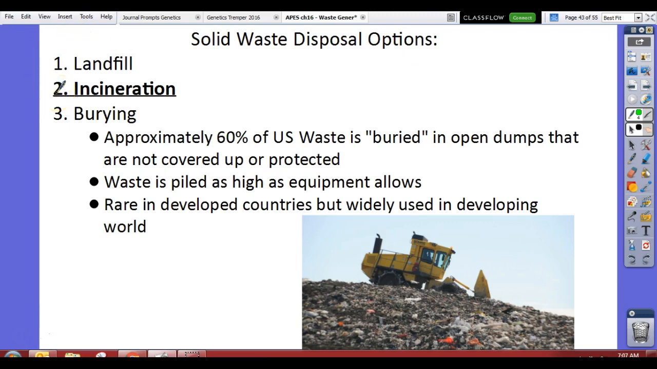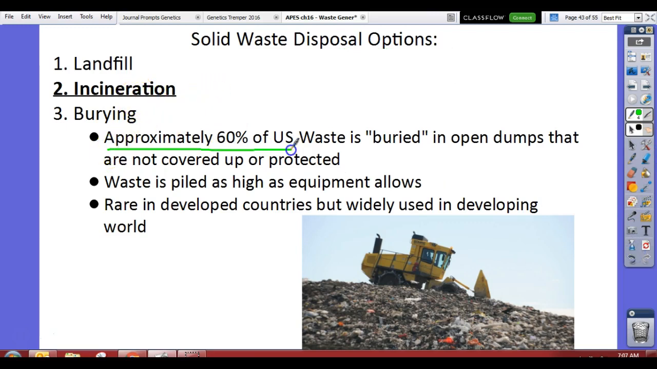Last option, this is the last thing we'll write down, then we'll be done. Burying, we can bury waste. And how is burying different from a landfill? Well, you don't have a clay liner, a plastic liner, you don't have that top part, you literally just bury it in a hole. You don't have those leachate pipes, you don't have the methane collection, you just bury it.